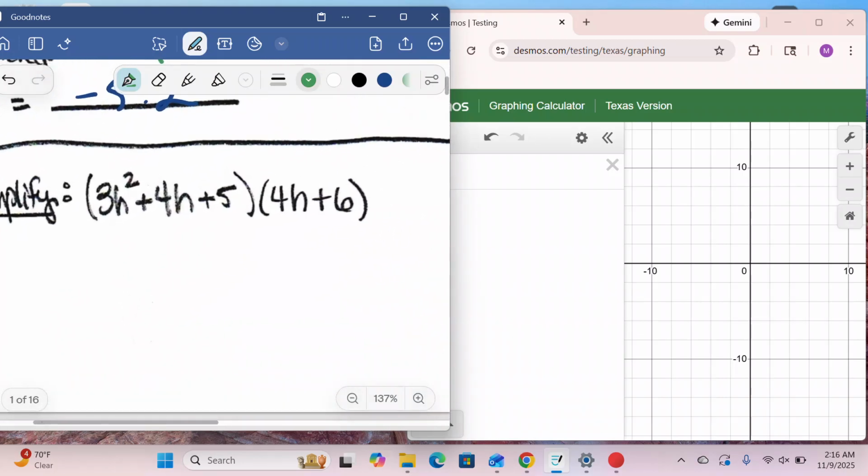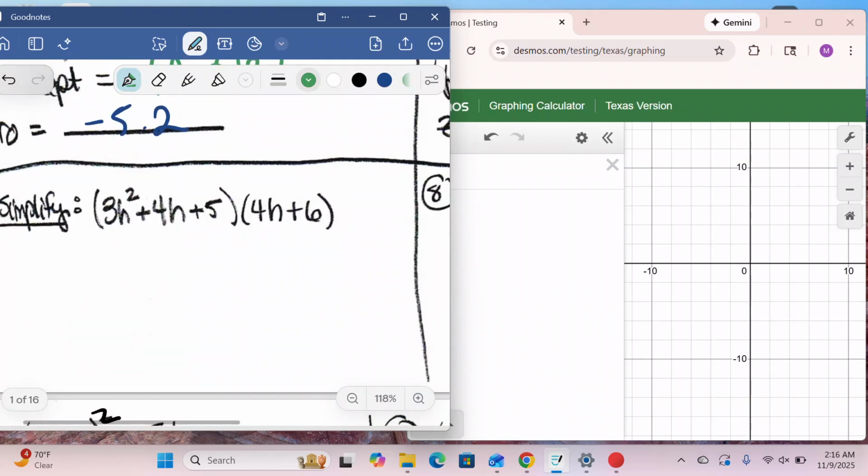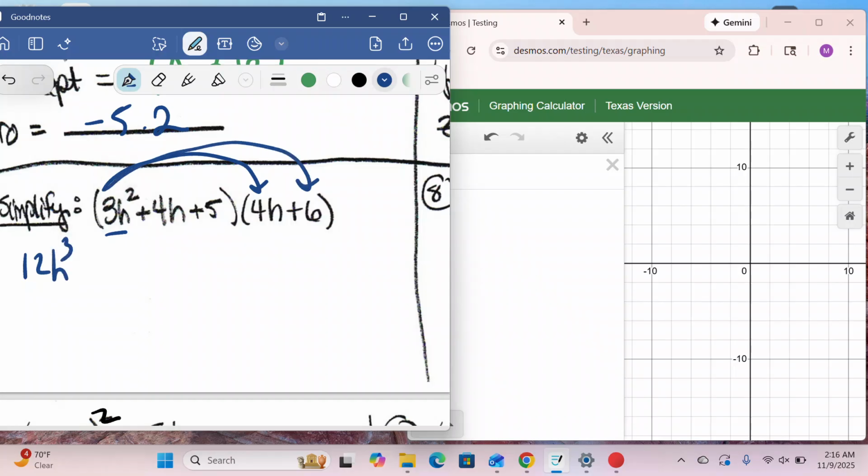Now this is not a Desmos problem. This is more like a FOIL, double distributive. So I'm going to go ahead and show you how to do this one. So I'm going to get it in blue ink. I'm going to start off with this one, and I'm going to distribute 3h squared times 4h gives me 12h cubed. And then I'm going to distribute into that one, 3h squared times positive 6 gives me a positive 18h squared. And then remember what we did before.